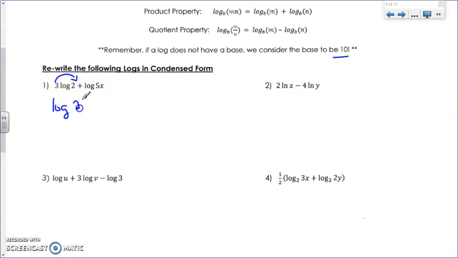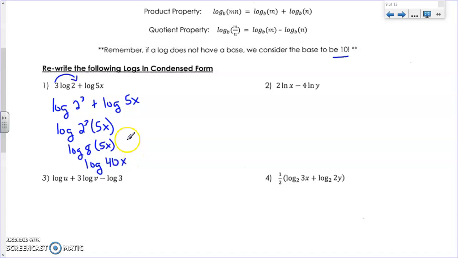So that's going to be log 2 to the third plus log 5x. Okay, since it's adding, I know I'm going to multiply these two together. So I'm going to get log of 2 to the third times 5x. Notice now I only have one log. And so 2 to the third is 8, and then 5x. 8 times 5, our final answer would be log 40x. And you may be able to skip some of those steps and do it in your head, but that's how we do it step by step.